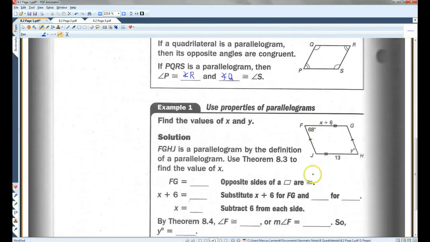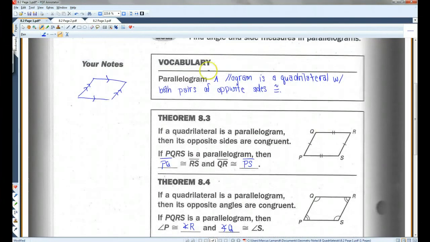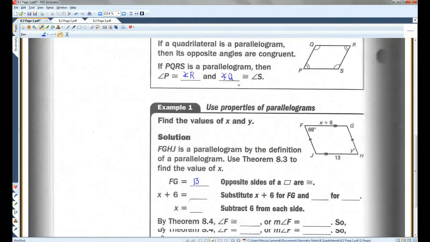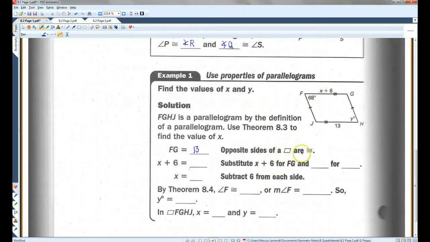Alright, let's do an example. Find the values of x and y. FGHJ is a parallelogram because we have opposite sides parallel. So we know that FG, that's the top, has to equal 13 because the opposite sides of a parallelogram are congruent. This is another symbol that means parallelogram. Anytime you see a little slanted box, that means parallelogram. I tend to use this instead when I'm doing notes, but if you're ever doing book work or looking through a textbook, this is another common abbreviation for parallelogram.